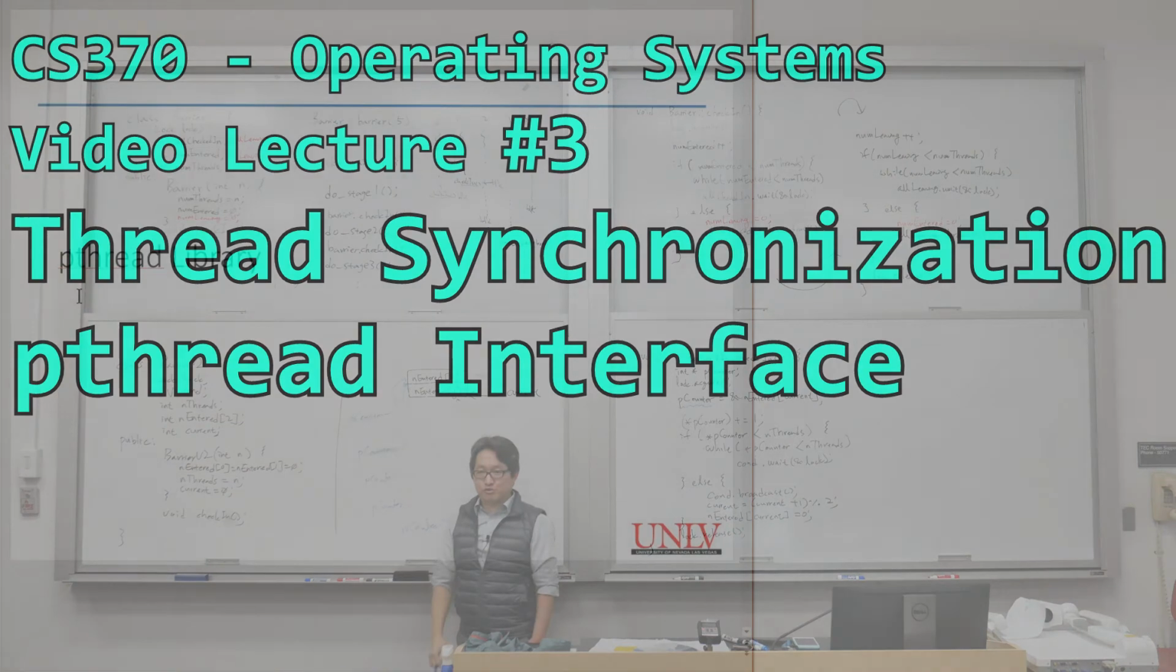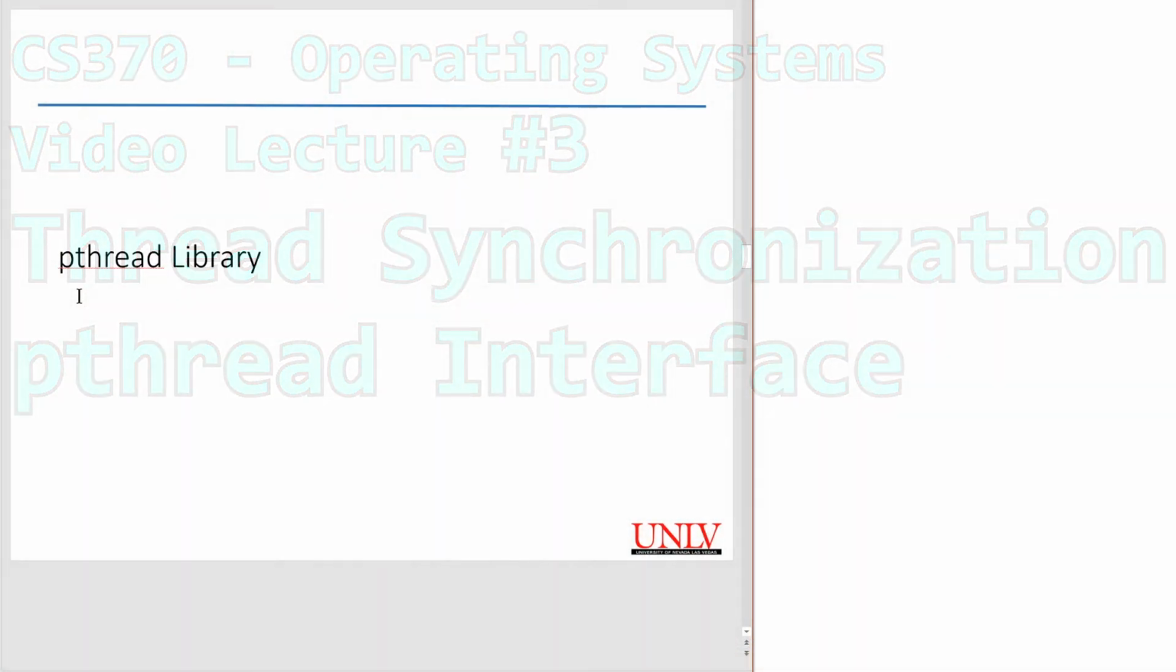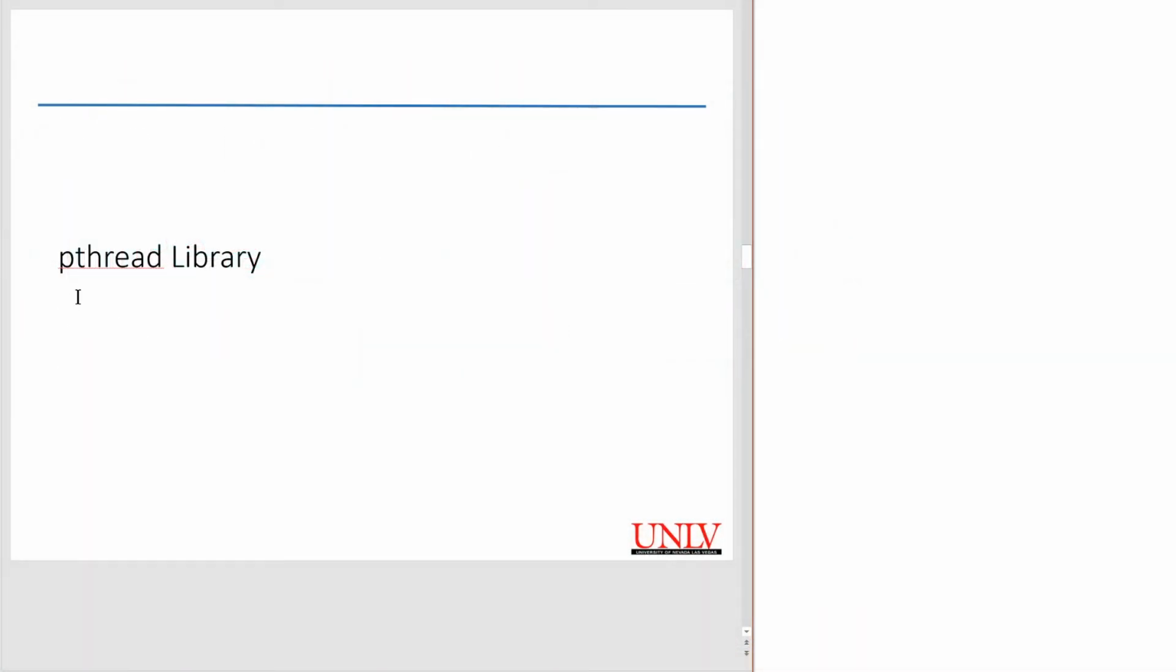Pthread library. Let's talk about the real stuff. Okay, we already talked about pthread before. It's the name of a standard for Unix-like systems, that includes Linux, obviously. The pthread library includes mutex and condition variable.